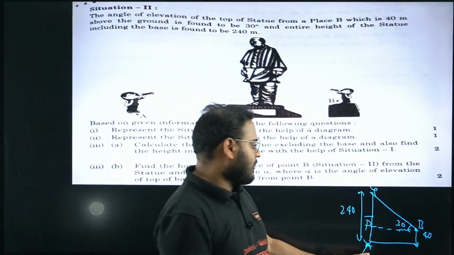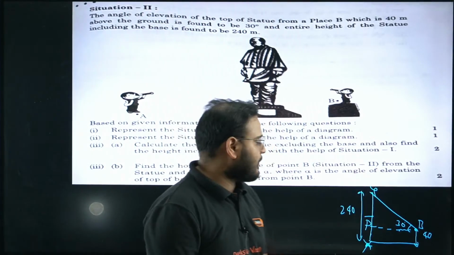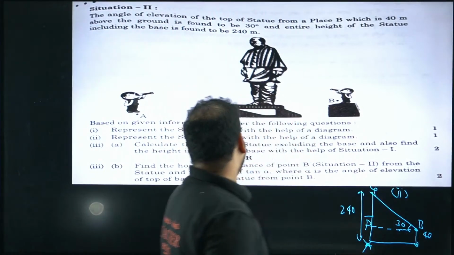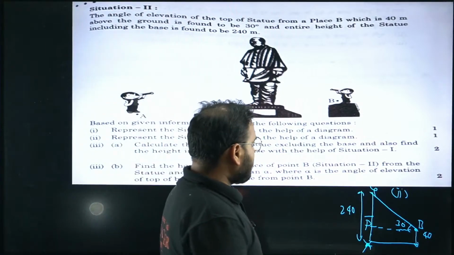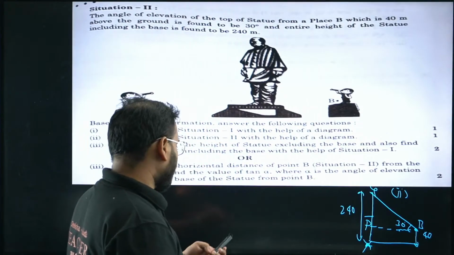X is the bottom of the statue, P is where the base ends, and Y is the top of the statue. Okay, so this is the figure for part 2. We'll see now part 3, calculating the height of the statue excluding the base, and also find the height including the base, with the help of situation number 1.